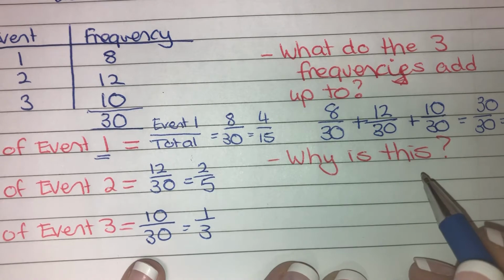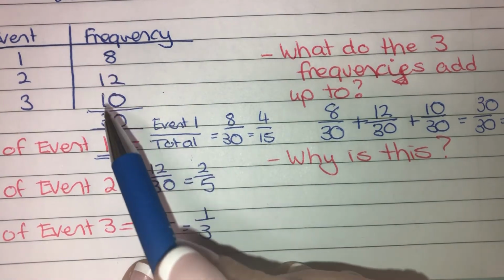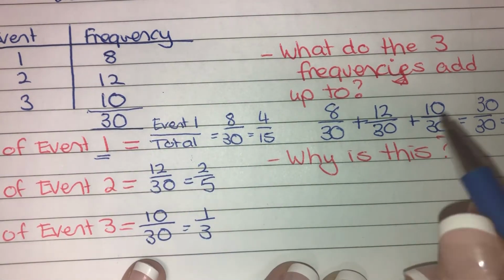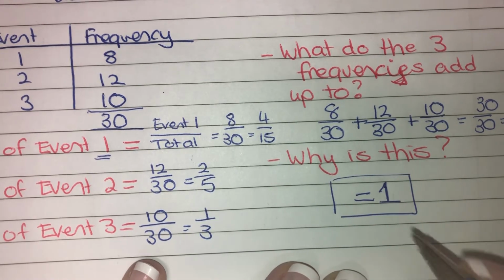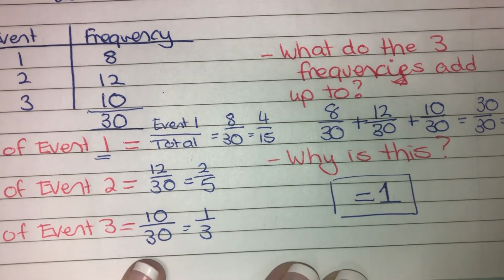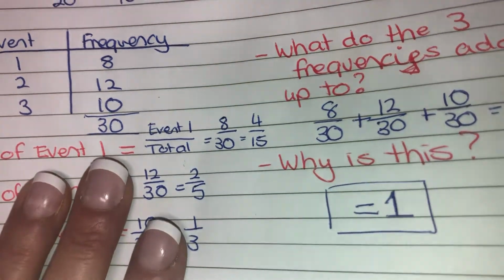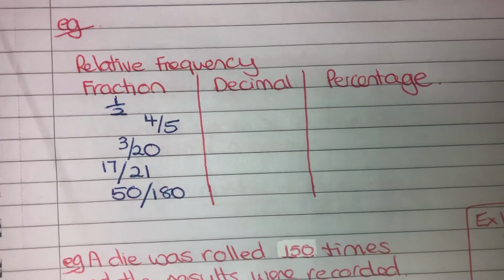And this says, why is this? Because all your frequencies added up should always equal 1. If they don't, it means you've made a mistake somewhere. All right, so this was what we did last year. It's okay if you don't remember because you're going to get some practice.